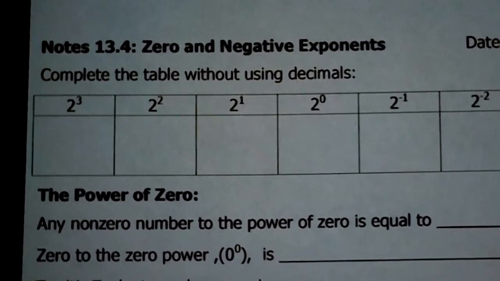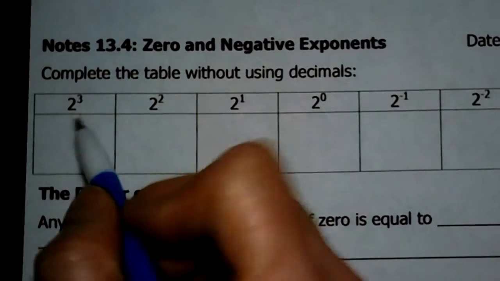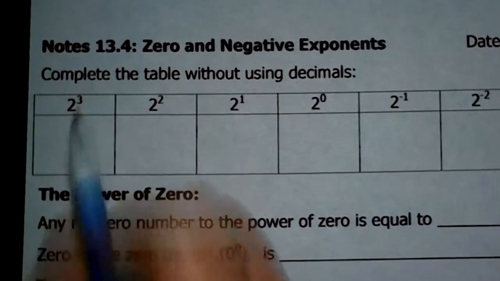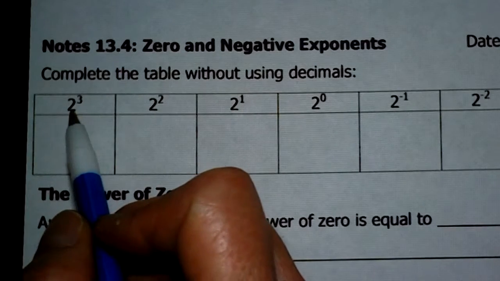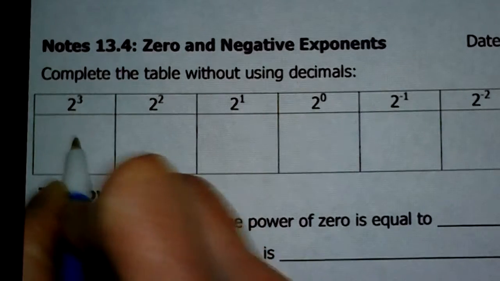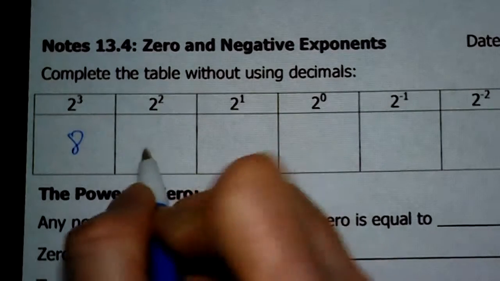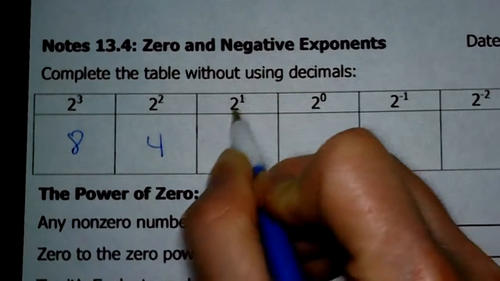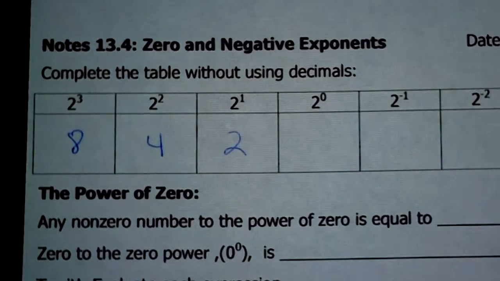We're going to start off, and I'm going to have us complete this table here to help us evaluate a pattern, which will help us determine what to do with today's information. So 2 to the third power. 2 to the third power means 2 times 2 times 2, right? And 2 times 2 is 4, and 4 times 2 is 8. And 2 squared means 2 times 2, and 2 times 2 is 4. And any number to the first power is itself, right? Now those are the ones we know how to do.